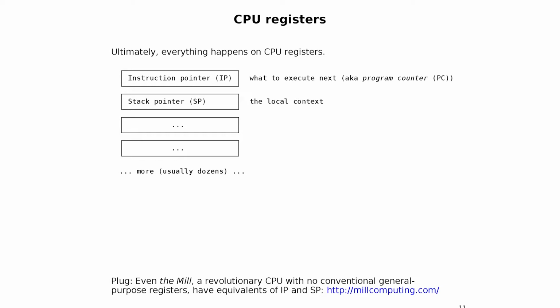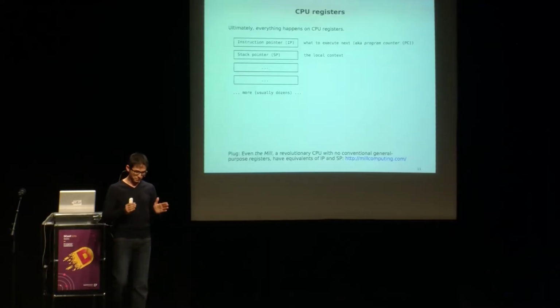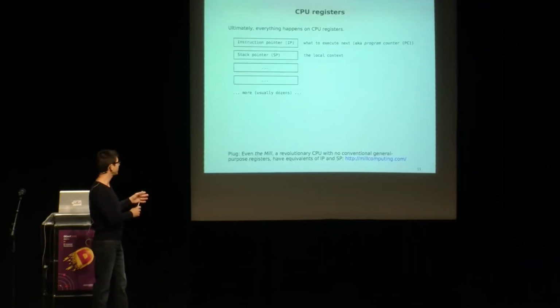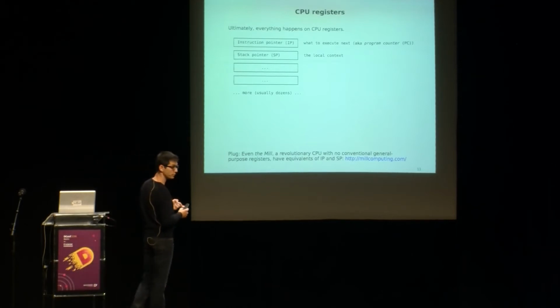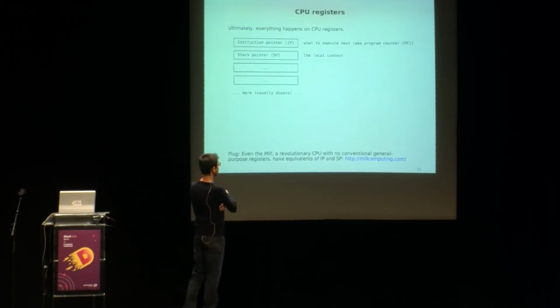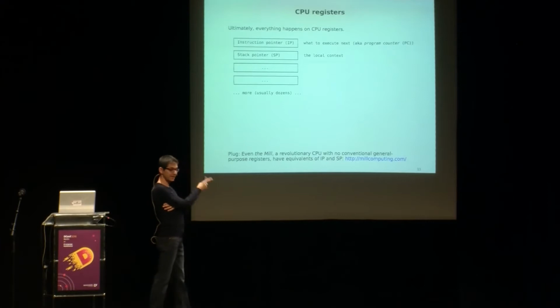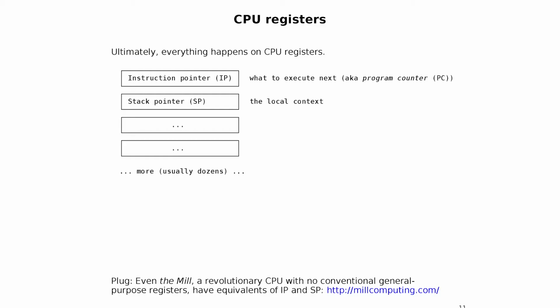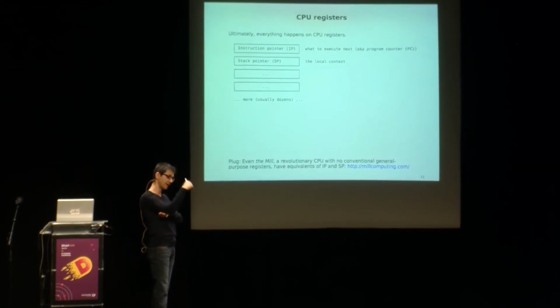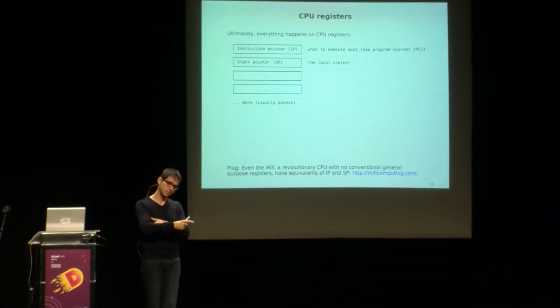But 2 of them are very, very important, or they take central stage. First one is the instruction pointer, also known as the program counter. This tells us what instruction to execute from the memory. Then there's the stack pointer, which is pointing to where the top of the call stack is, what we just seen.